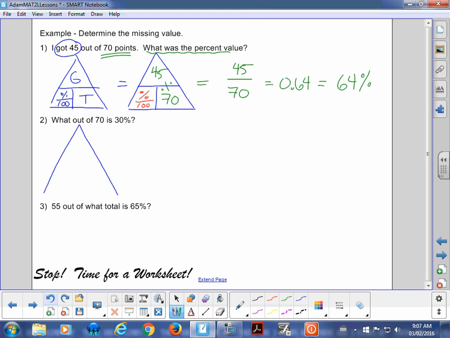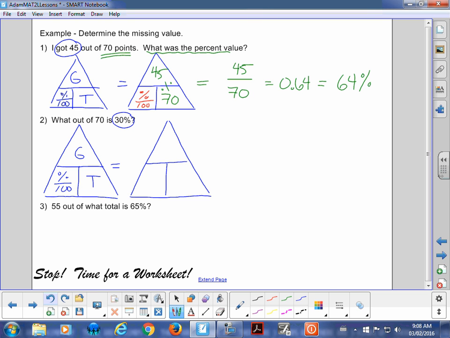So I'll start with my triangle. What I would do is probably write this on your notes somewhere so you can have an easy reference. All right, so fill in my triangle with what information I'm given. So what out of 70 is 30%? Now this one's worded a little trickier. It's not quite as clear, but hey, 30% is something you should be able to pick out.